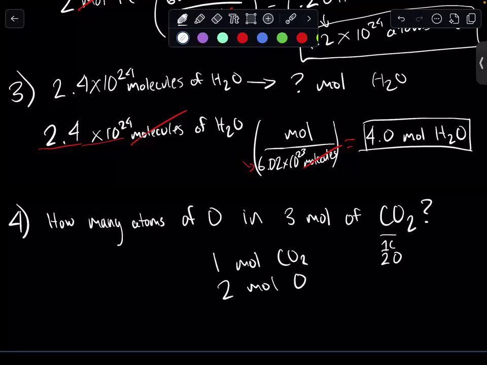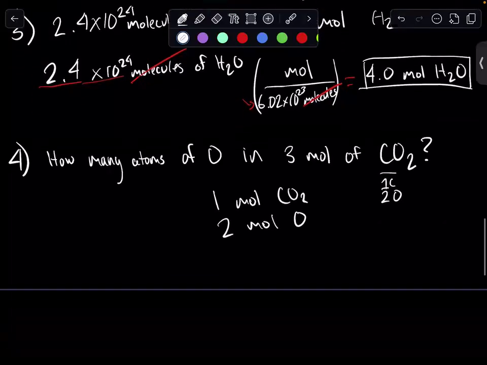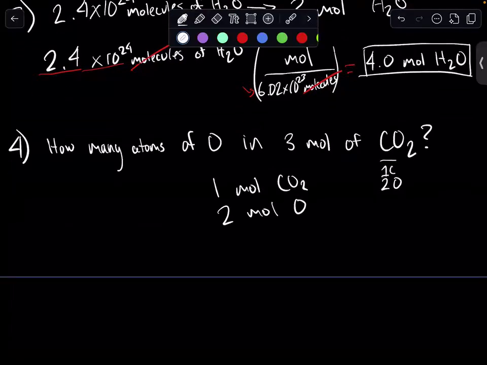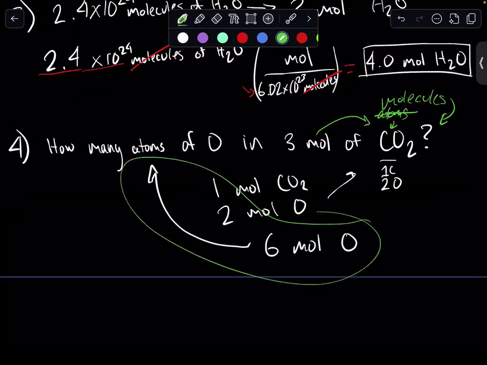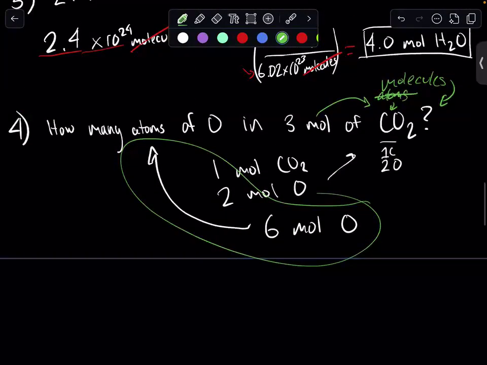So there's a couple ways I can do this. The first way is by recognizing instead of 3 moles of CO2, I actually have 6 moles of oxygen, and then I'm converting moles of oxygen into atoms. Or the alternative is I can convert 3 moles of CO2 into molecules, and then from molecules, I can convert to oxygen. Now, I'm going to actually do it the first way because I find it a little bit easier.